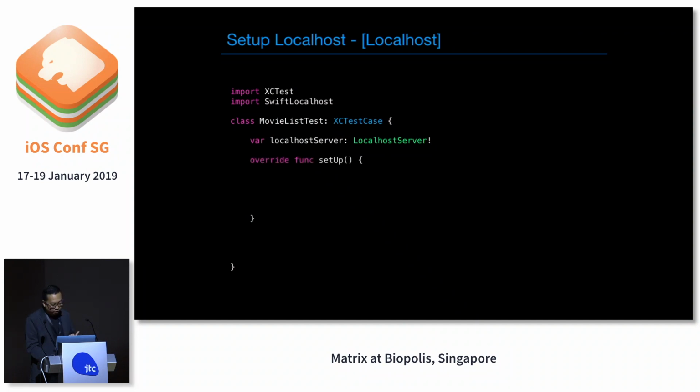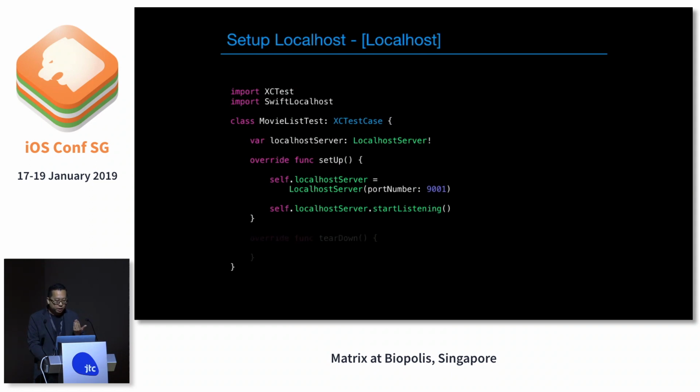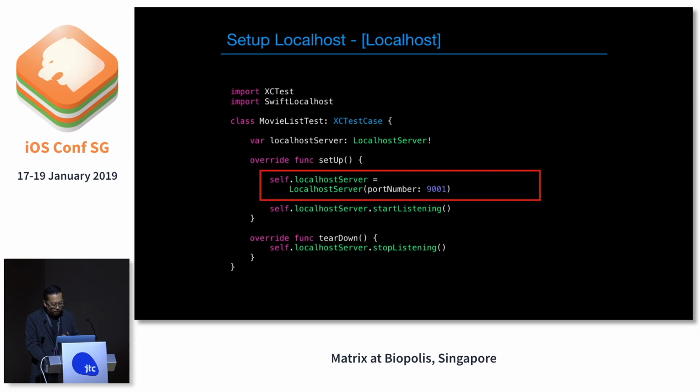In the setup function, we are going to instantiate the property with the localhost server class assigned with a port number. And then we'll tell the localhost server, hey, start listening. In the teardown method, we will tell the localhost server to stop listening. However, using a fixed port number may not be ideal, as it prevents us from running our tests in parallel. So instead, we are going to use the class function, instantiate using random port number, to assign the next available port number for use.